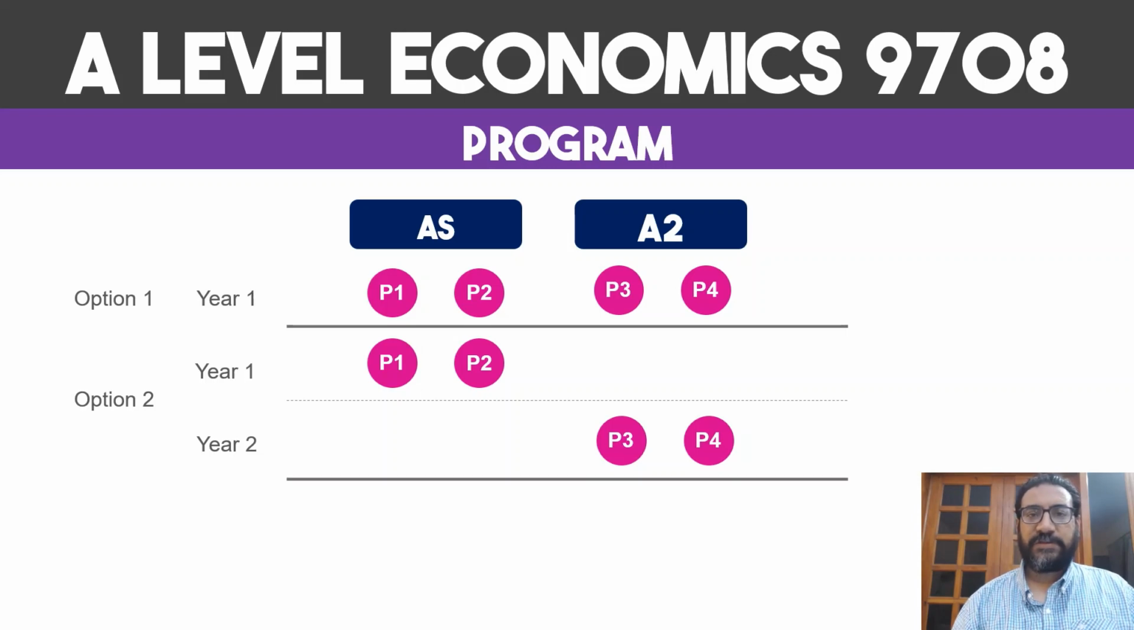A-level economics is divided into two parts: the AS, which has paper 1 and paper 2, and the A2, which has paper 3 and paper 4. The first option is that you give all 4 papers in one series or in 1 year. Now that can be done, that has been done, and people do it. That is known as the Excel program.